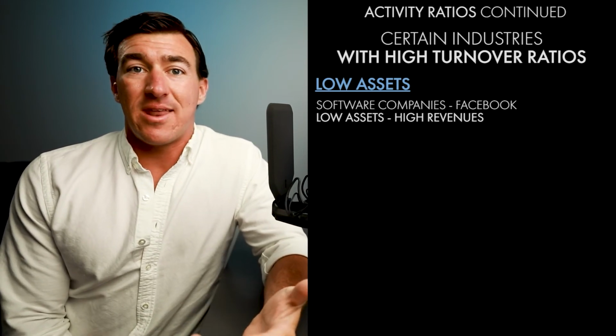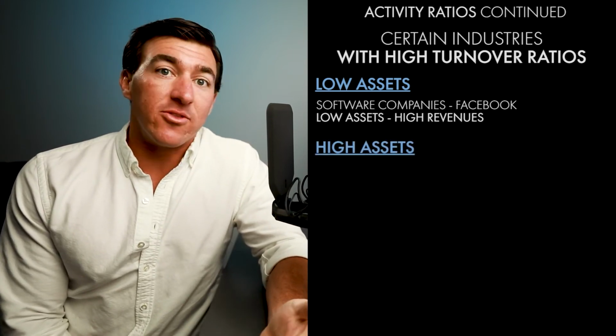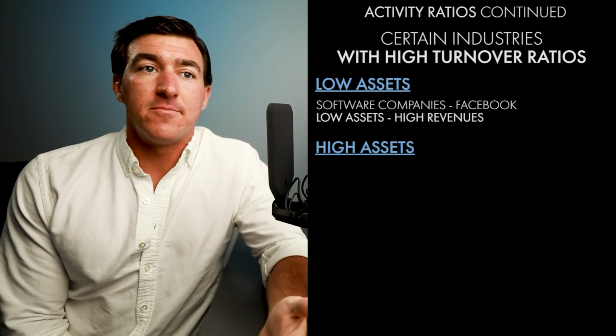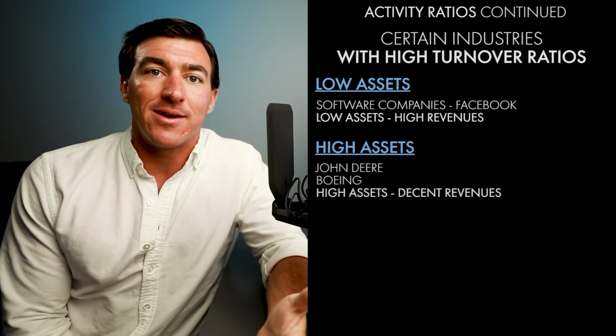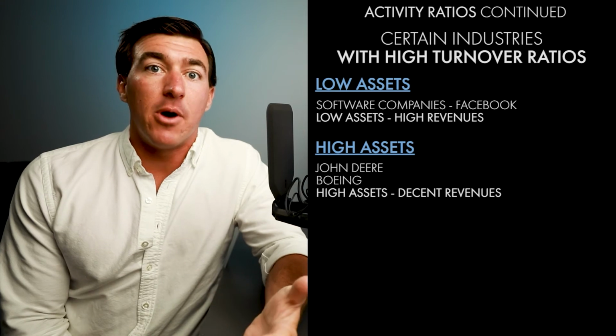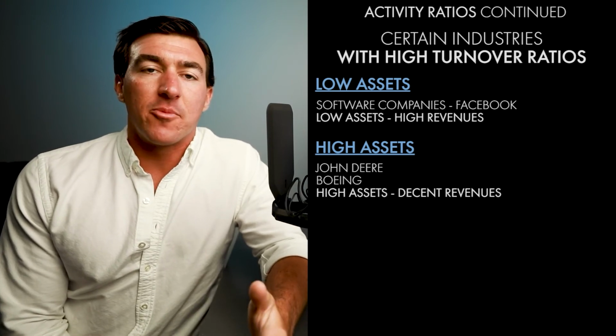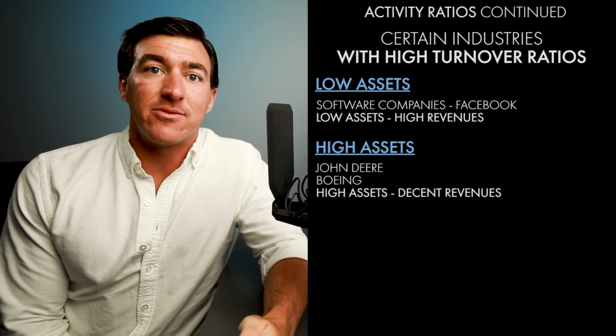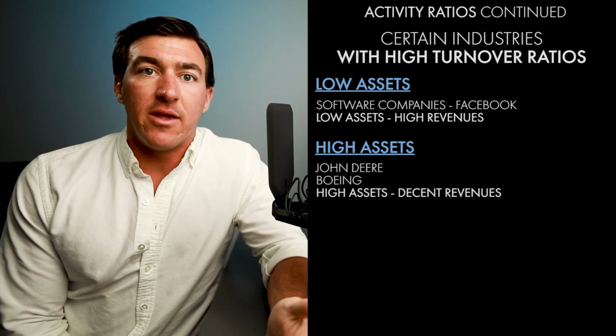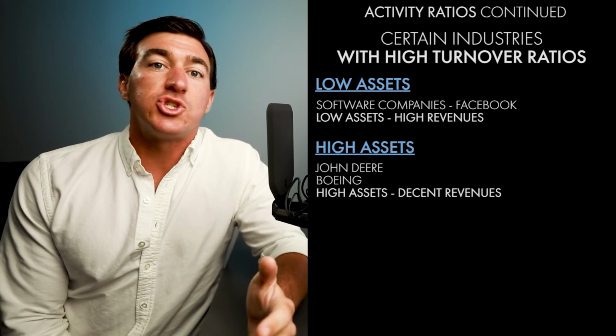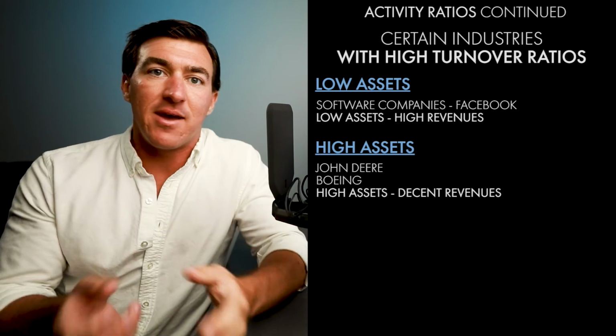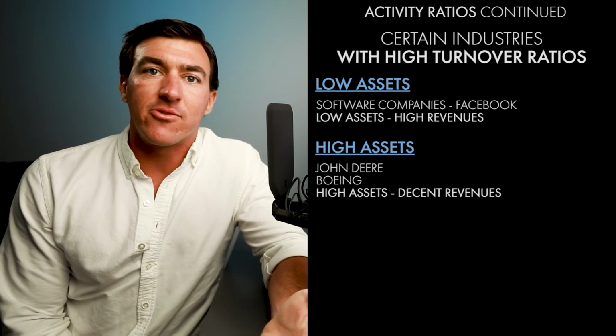Other companies have a lot of assets and maybe good sales but not as much sales, like think John Deere tractors, things like that. People that are making big things, Boeing for example. If you're selling airplanes, you're going to have a ton of assets on the books. And yeah, when you sell an airplane, it's going to be worth a lot of money, but it doesn't show you as being as productive as, say, Facebook would, which is a software company.